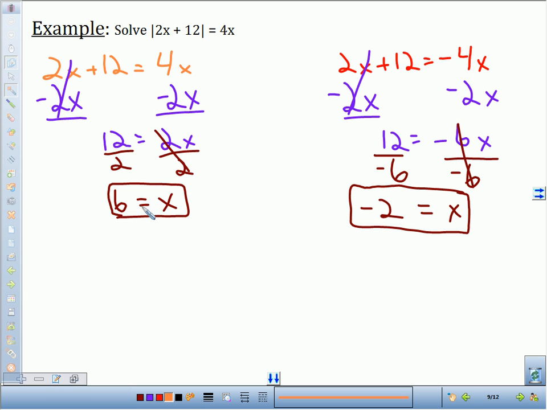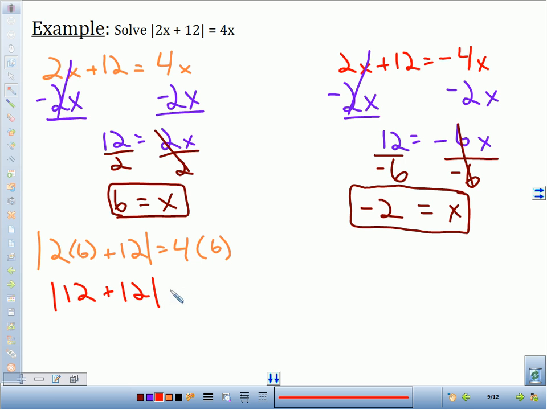Here's what happens. I'm just doing the equation on the left. The absolute value of 2 times x, which is 2 times 6, plus 12 equals 4 times x, so 4 times 6. 2 times 6 is 12, so I've got 12 plus 12, which is 24, so the absolute value of 24. Well, the absolute value of 24 is 24.